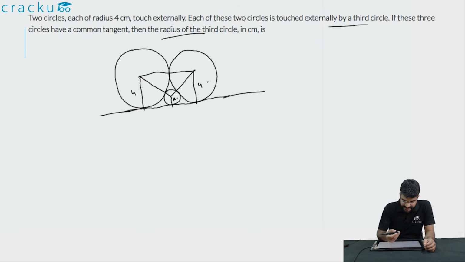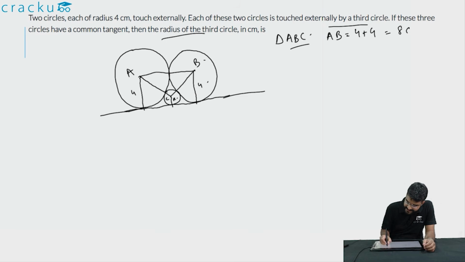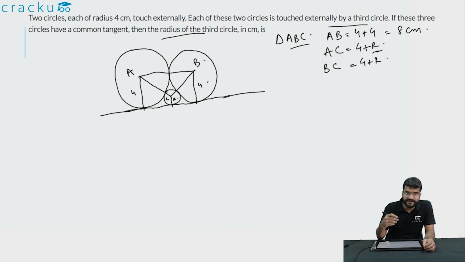We know the sides of the triangle. The sides of the triangle are, for example, if you name the first center as A, the second center as B, for triangle ABC, you know that AB is equal to 4 plus 4, this is equal to 8 centimeters. Whenever there are two circles which are touching each other, the distance between the centers is the sum of the radii. Similarly, AC is equal to 4 plus R. Here we are assuming that the radius of the smaller circle is R and we need to find out the value of R. And the length of BC is also equal to 4 plus R. We know this.